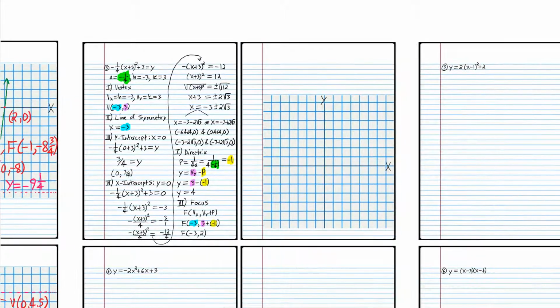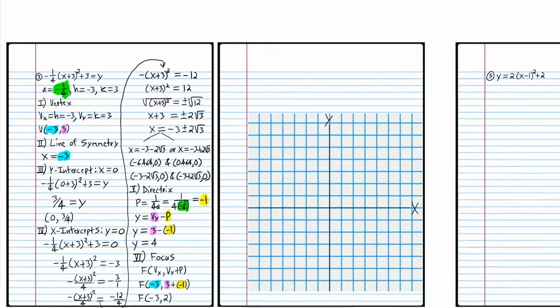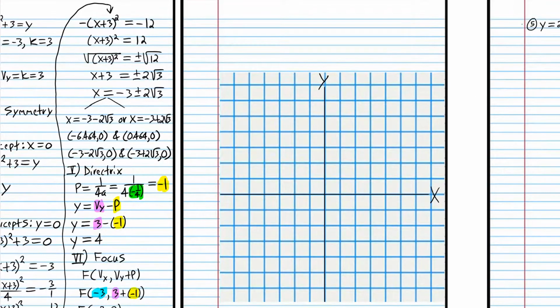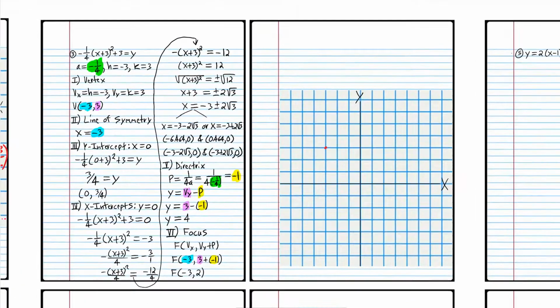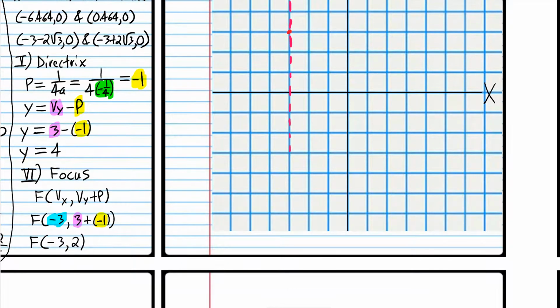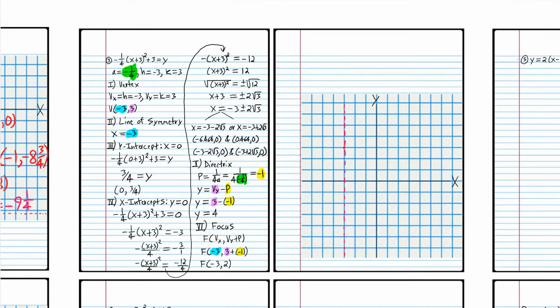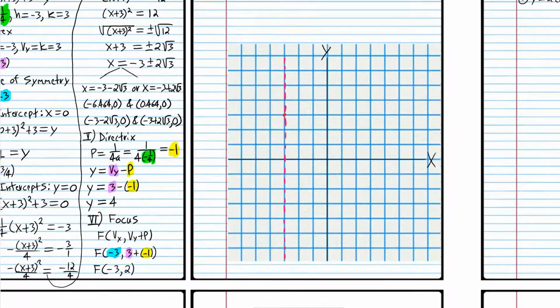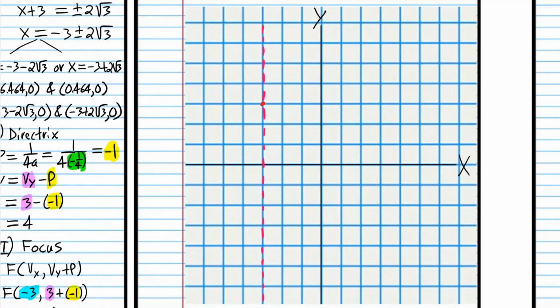So now we just have to graph. The vertex is negative 3, 3. And the line of symmetry obviously just goes straight through that as usual. And the y-intercept is 0, 3/4. So that's going to be about there.